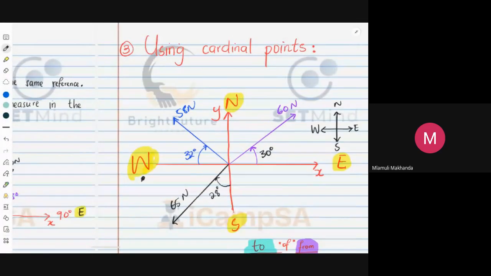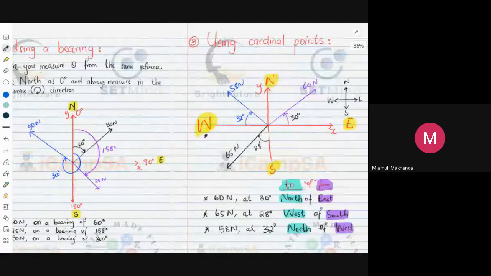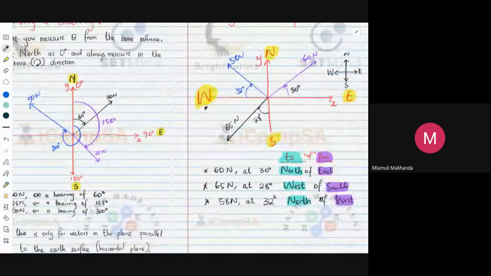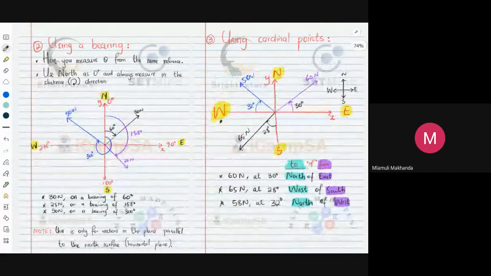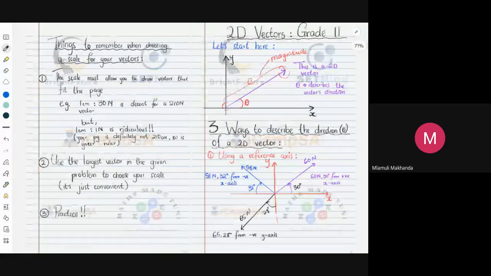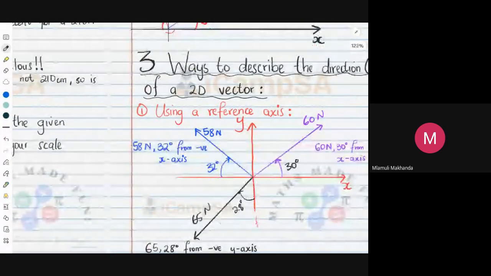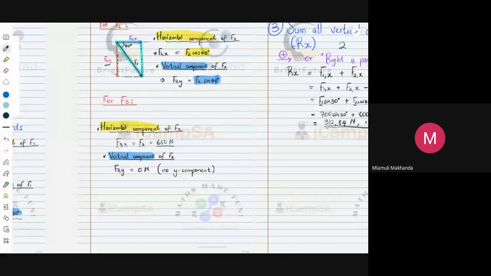Oh yeah, using cardinal points where you say north of east, west of south, and so on. I usually don't like this one of cardinal points because you are likely to forget what follows what. So just use either the bearing or this one of measuring it from a reference axis. Okay, so yeah, that's it.